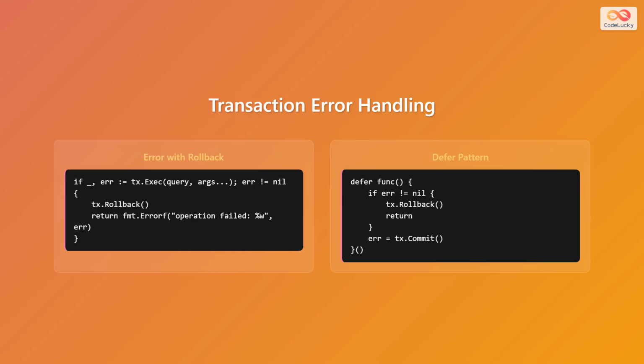The second one is the defer pattern. Use a defer function to handle the commit or rollback of the transaction. This ensures that the transaction is always either committed or rolled back.